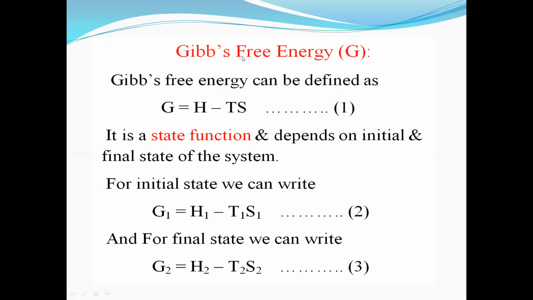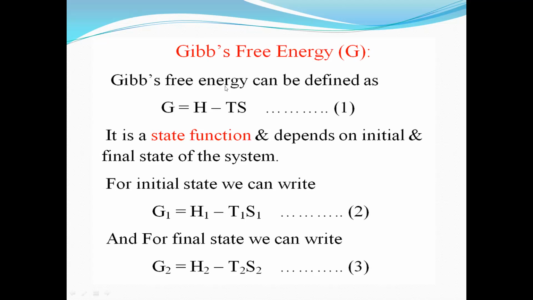Gibbs free energy is denoted by capital G. Remember that. And Helmholtz free energy is denoted by, yesterday we have seen. हेल्महोल्ट्ज फ्री एनर्जी को किससे डिनोट करते हैं? कल देखा है हमने. Tell me. Helmholtz free energy is denoted by capital A. So remember that Helmholtz free energy is denoted by capital A, and Gibbs free energy is denoted by capital G.